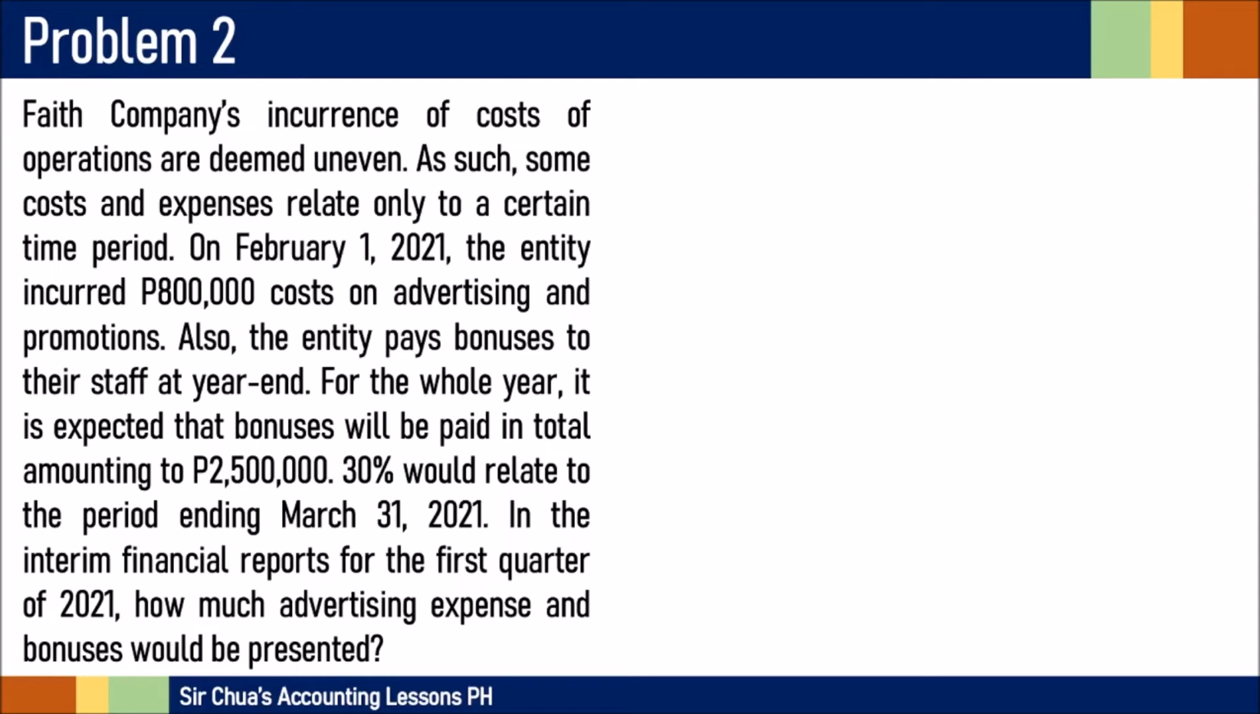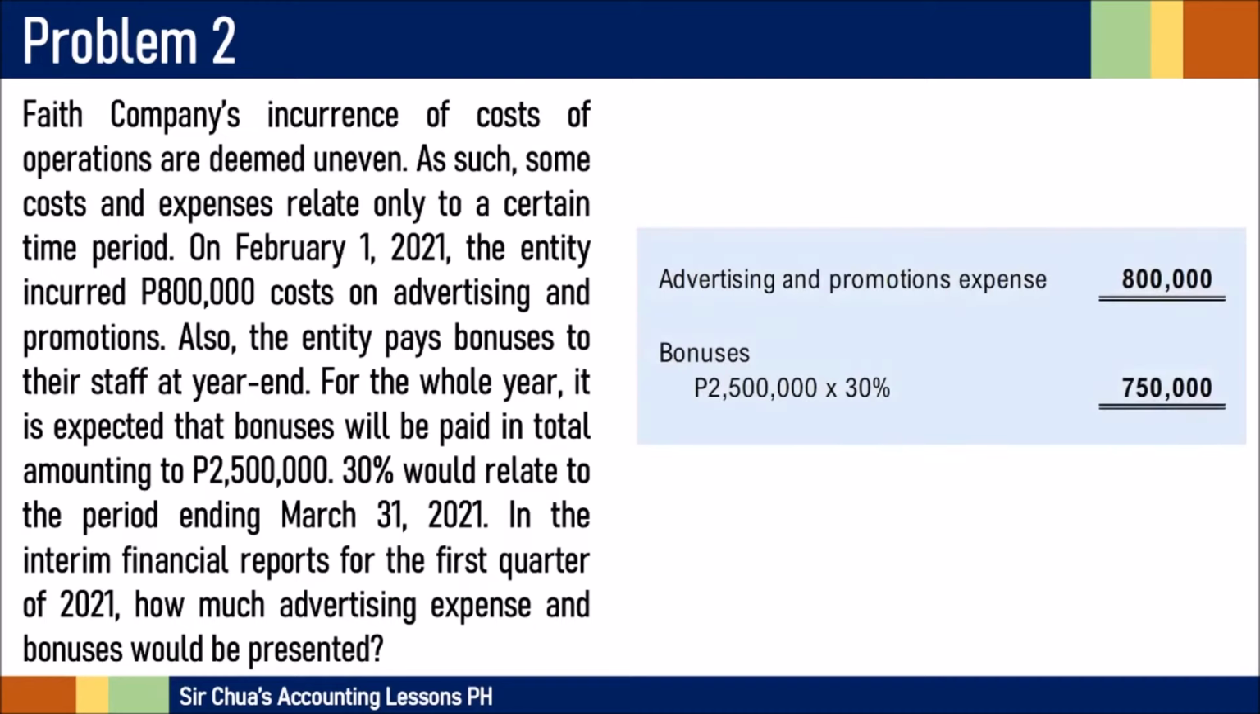In the interim financial reports for the first quarter, magkano ang i-report mong advertising and promotion expense and magkano ang bonuses mo. Ganito lang po yan. Sinabi po natin kanina sa theory, kapag ka po uneven ang incurrence ng cost of operations and other expenses, kung kailan siya nangyari, doon mo lang siya ilalagay. Kung kailan siya relevant, doon mo siya lalagay. So, the 800,000 cost of advertising na related on a February 1 transaction, yun na po yun. Diretso for quarter 1, 800,000. You don't have to divide it by 4 just to get it quarterly.